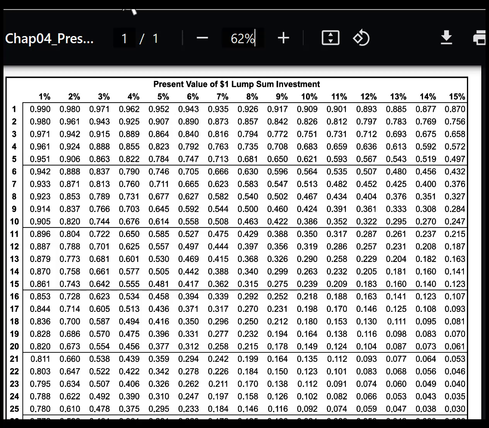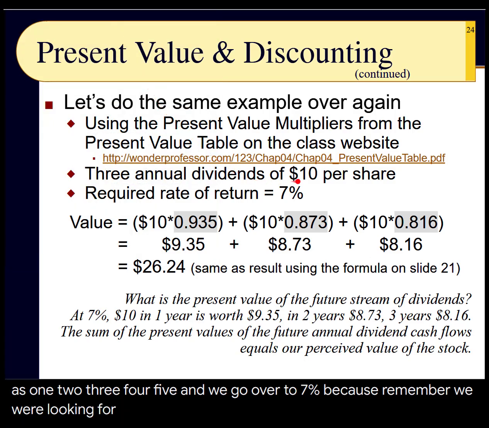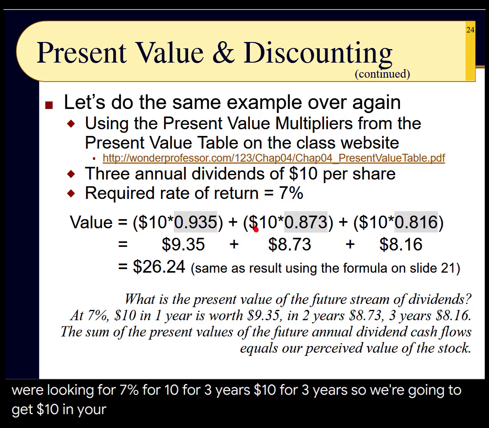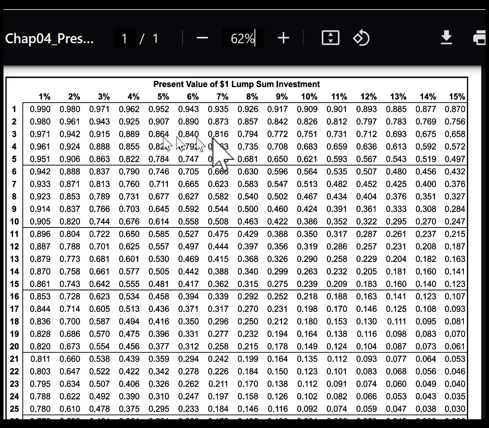And we go over to 7% because remember we were looking for 7% for 3 years, $10 for 3 years. So we're going to get $10 in year number 1, $10 in year number 2, and $10 in year number 3. So we go down to year number 3 and across to 7%, or you can go across 7% and down to year number 3. Actually, before that, we got year number 1 first. 7% is 0.935 for year number 1. For year number 2, it's 0.873. For year number 3, it's 0.816. You see that? Those first 3 present value multipliers.